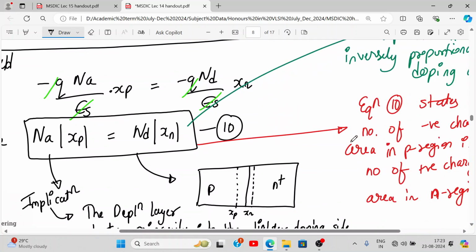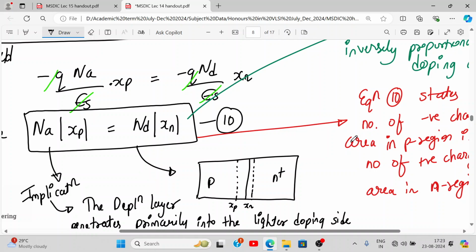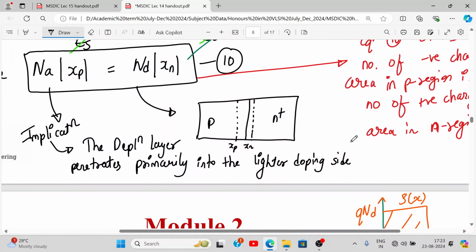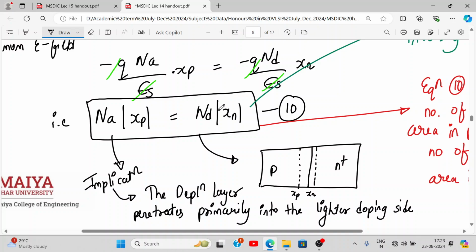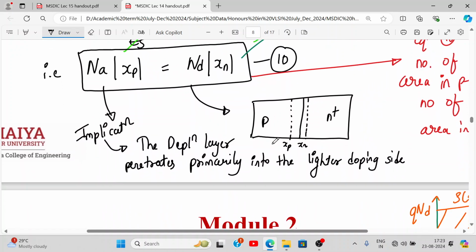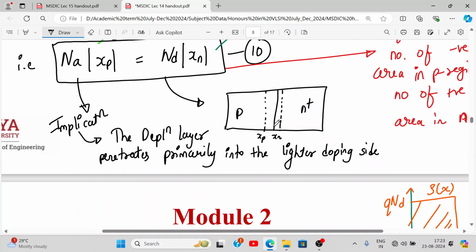What does this signify? This has a very important significance. Let's say I have a PN plus junction. What do you mean by a PN plus junction? The doping level in the N side is more. If the doping level in the N side is more, what does that mean? The distance from 0 to xn will be less. So it's inversely proportional. If my doping is high, my distance will be low. Are you understanding? So lightly doped silicon has more distance. The depletion region distance is more, extended more. So the depletion region penetrates primarily into the lighter doping side.